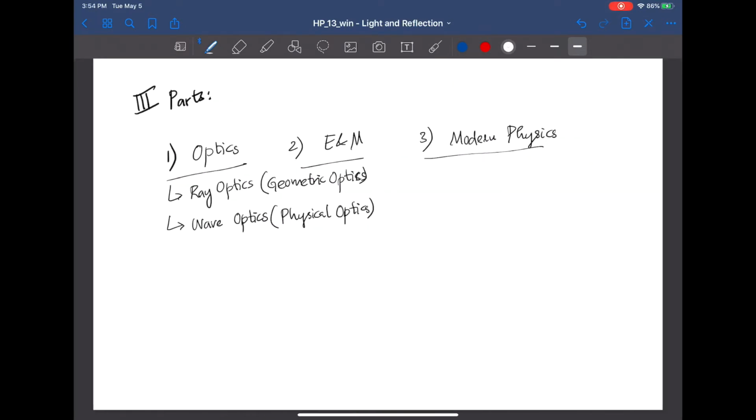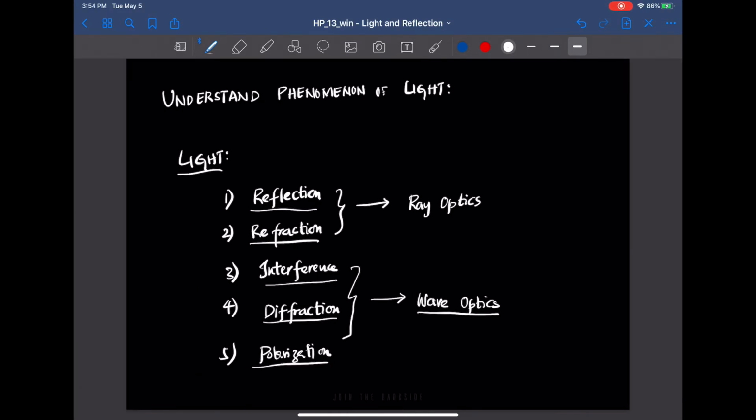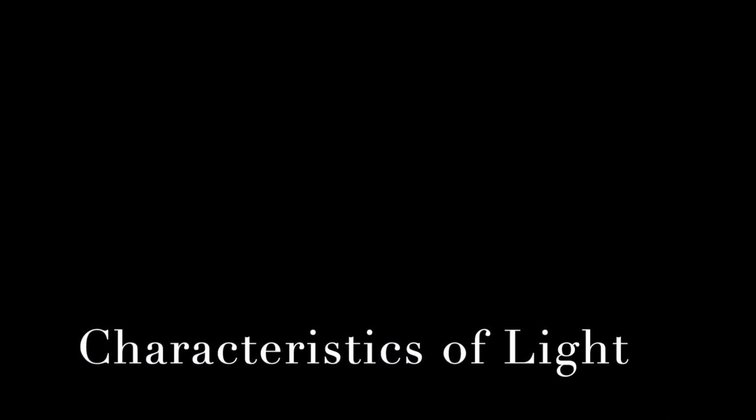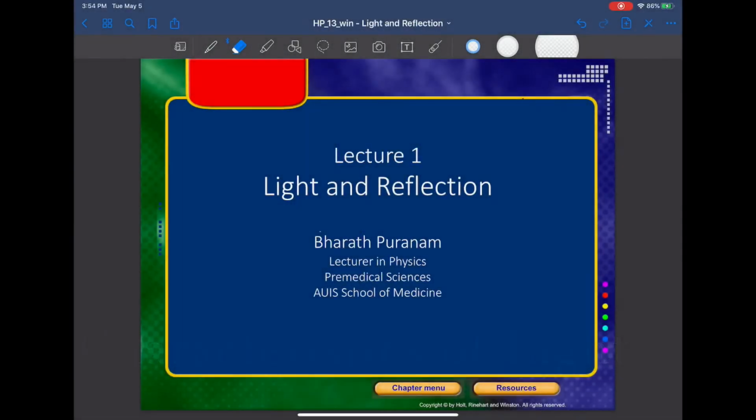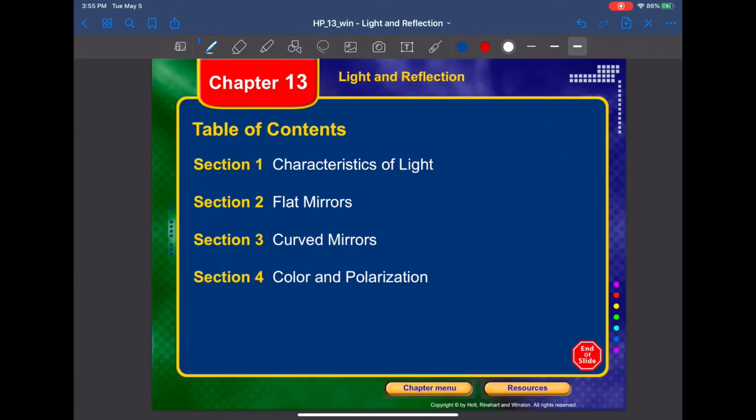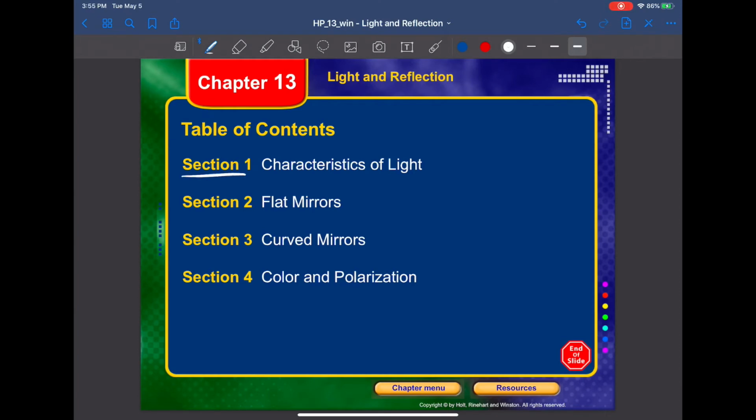So with that, let's start our first lecture. In the first lecture, let's talk about light and the property of reflection. These are the sections that we're going to discuss. First we'll talk about what the characteristics of light are. Number 2, we're going to talk about mirrors, and we'll discuss the two types, flat mirrors and curved mirrors. And we'll also see how this can explain the common concept of image formation. What is an image and how does it form?